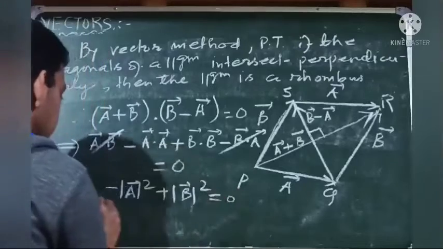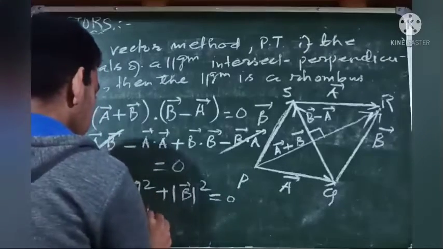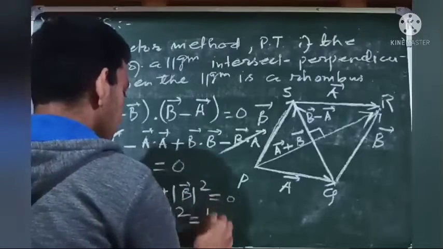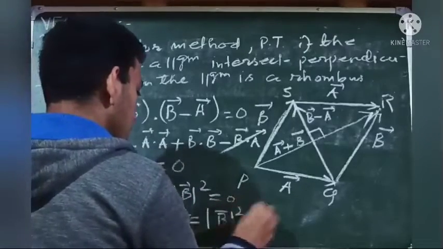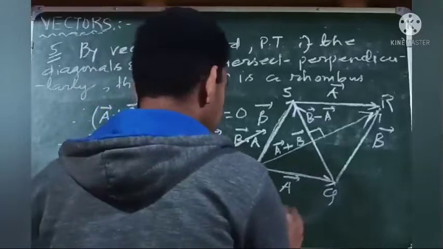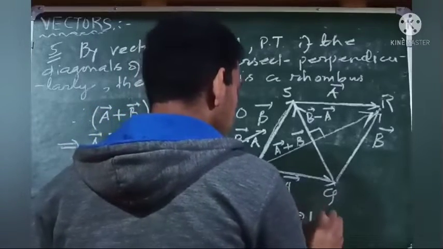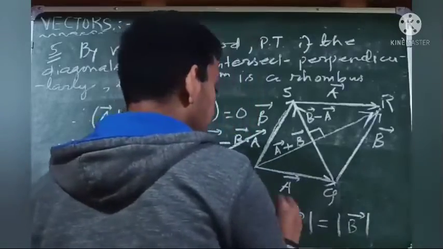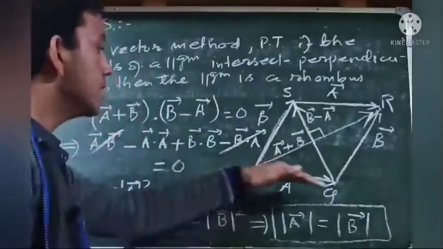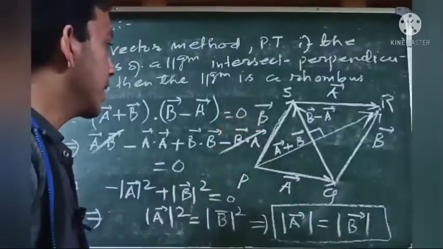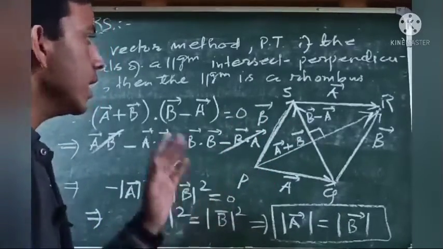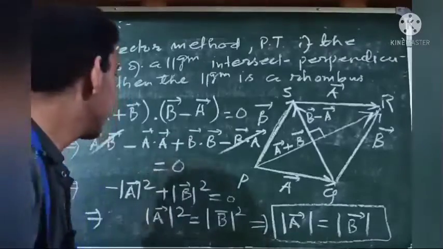is equal to 0, or magnitude of A whole square is equal to magnitude of B vector whole square. From here we can see magnitude of A vector is equal to magnitude of B vector. Therefore these two adjacent sides are equal, therefore all sides are equal, therefore this quadrilateral is a rhombus, hence proved.